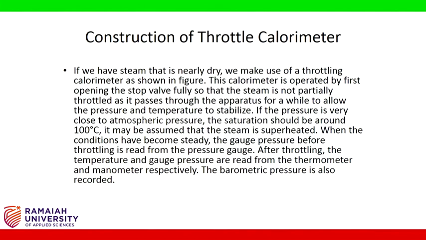If the pressure is very close to atmospheric pressure, the saturation temperature should be around 100 degrees Celsius. It may be assumed that the steam is superheated. When the conditions have become steady, the gauge pressure before throttling is read from the pressure gauge. After throttling, the temperature and gauge pressure are read from the thermometer and manometer respectively. The barometric pressure is also recorded.